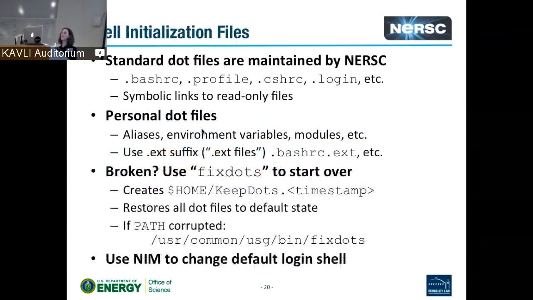It's worth mentioning that the standard dot files, your .bashrc, .profile, .login files, etc., are maintained by NERSC. You have no control over them. This is because there's often very important environment that needs to be set up that NERSC needs to control. However, you can write your own personal dot files using the .ext suffix to customize your environment. And if you customize your environment so far that you completely destroy it, then you can fix this using the fixdots command. That can be very handy. This brings everything back to default, and so you can start again.